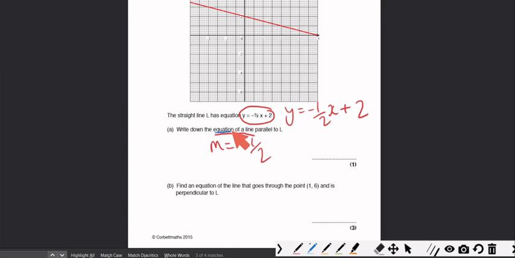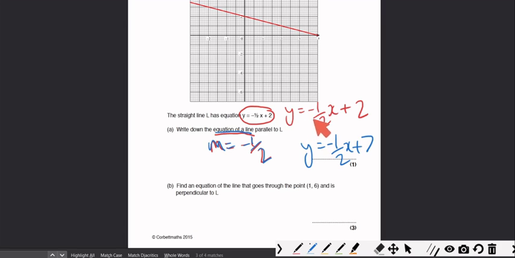Do it in a different color. So it'll be y is equal to minus half x, and it could be any intercept, so it could be any number. Just make something up, I don't know, 7, minus 7, whatever, all right? So any number here, as long as you've got a gradient of minus half.